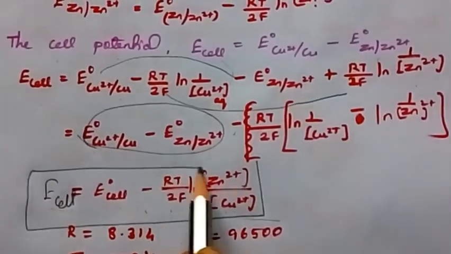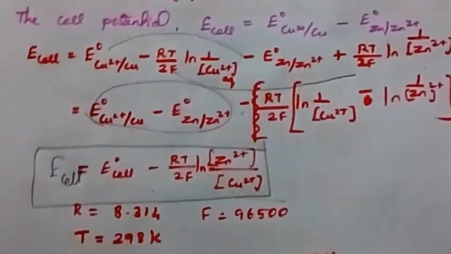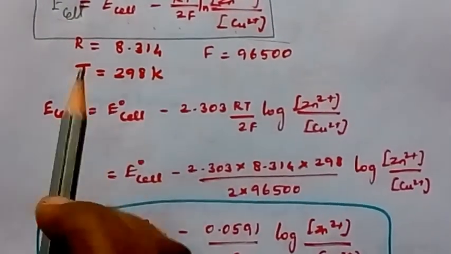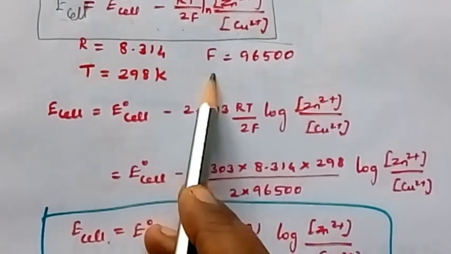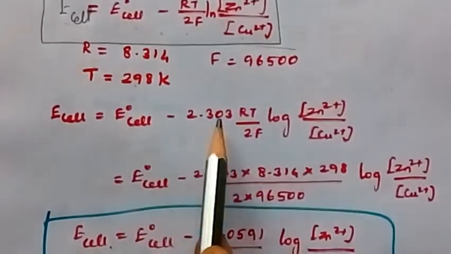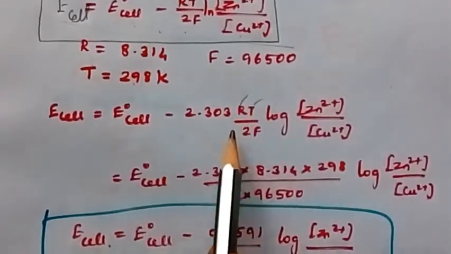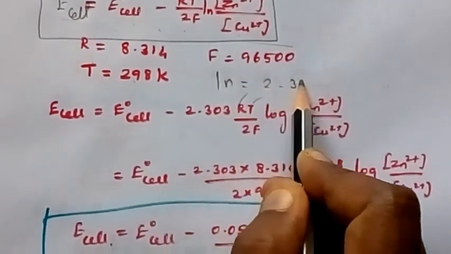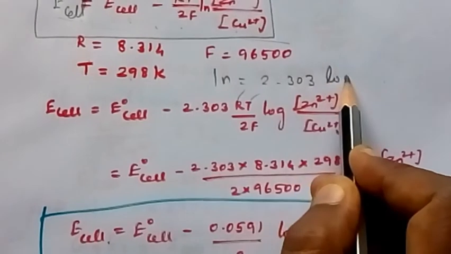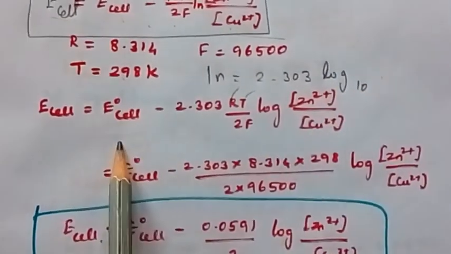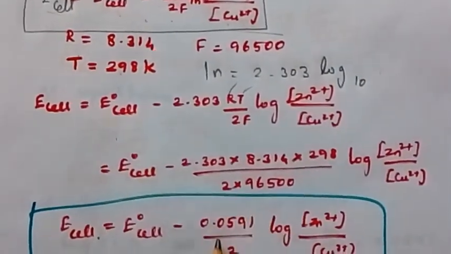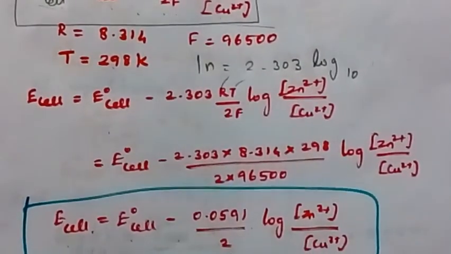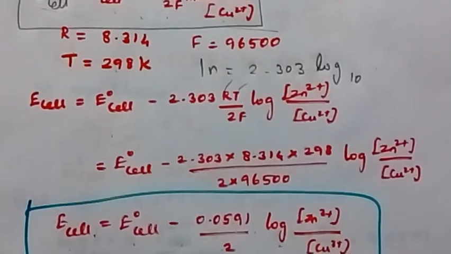To replace the ln, we know that ln is equal to 2.303 log to the base 10. So we substitute the R value, F value and T value, which we know. This is while converting the ln. Substituting this, we get the EMF of the cell is equal to E naught minus 0.0591 by 2 log of Zn2+ by Cu2+.